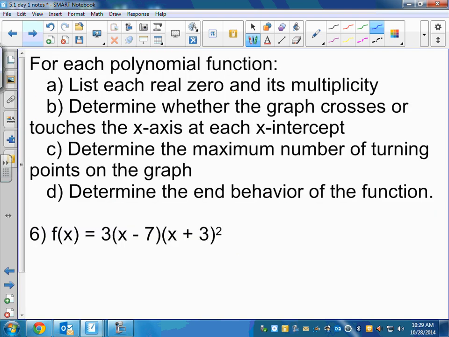And so it says for each polynomial function, a, b, c, and d. Part A, list each real zero and its multiplicity. Determine whether the graph crosses or touches, right? We did that all in one thing earlier, but now it's parts A and B. Part C, determine the maximum number of turning points. That's based on the degree. Part D, determine the end behavior. That's based on the degree and the leading coefficient.